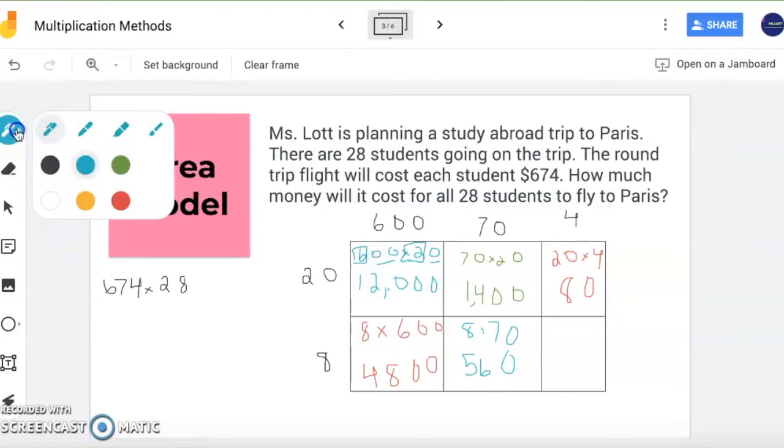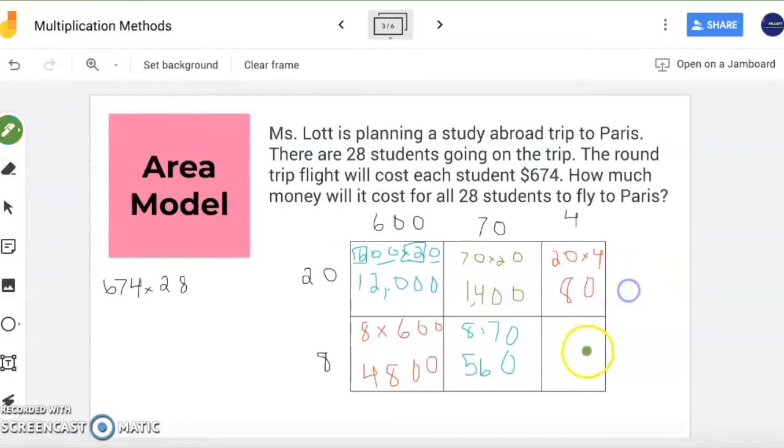And last but not least, I have this box here. To the left I have 8, and above I have 4. So now I have 8 times 4, which happens to be 32. Now we are really close to finishing this problem here. The last step is to add all my answers together from each box.